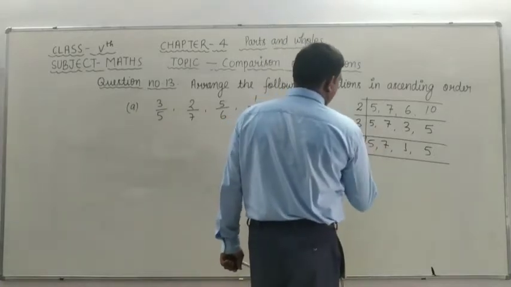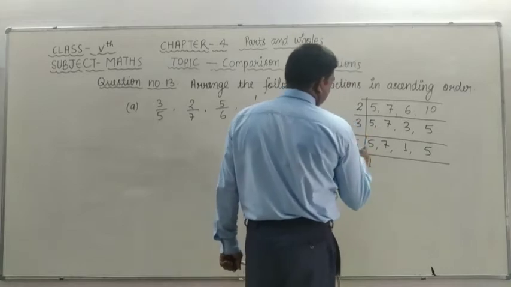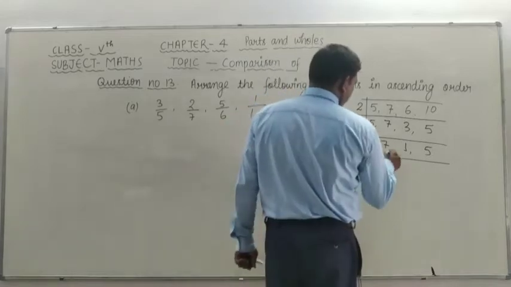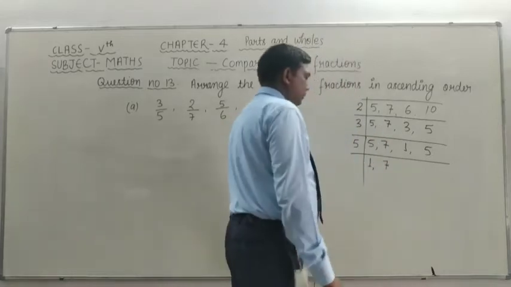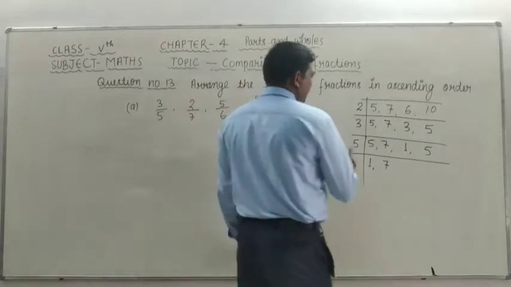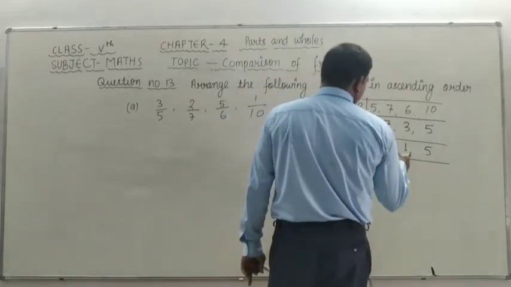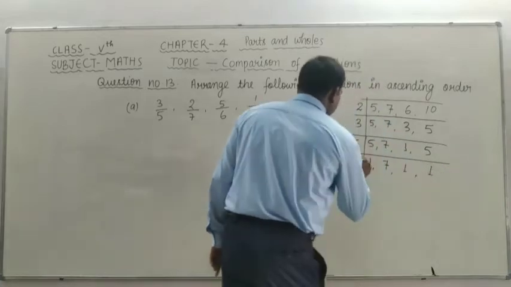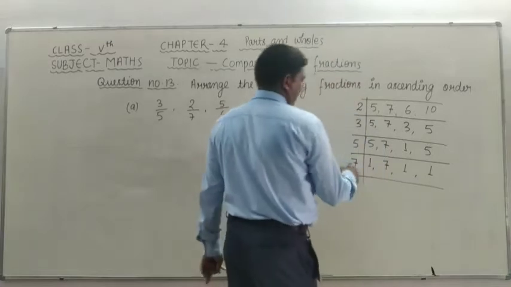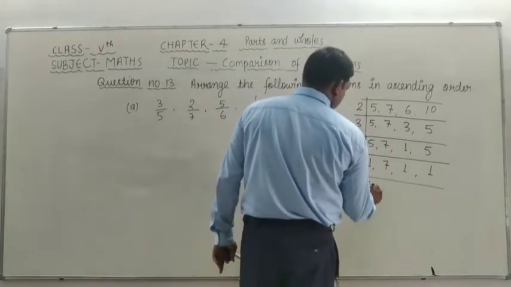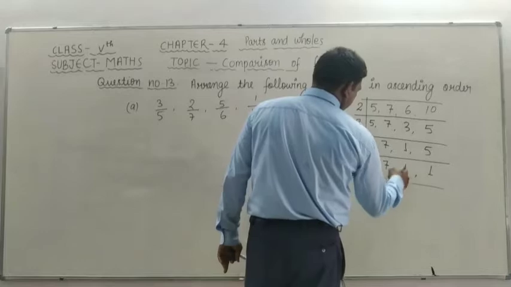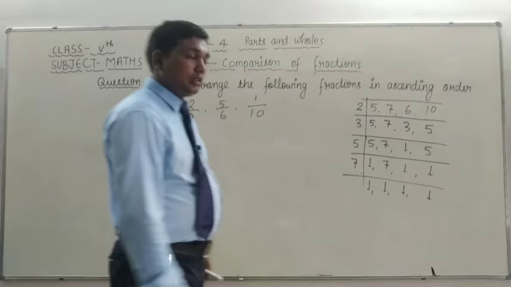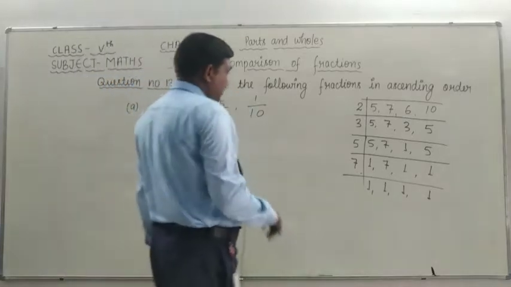Again we have to take 5. 5 is divisible by 5, therefore 5 1s are 5. 7 is not divisible by 5, therefore we take 7 as same, 1 as same, 5 1s are 5. Here we have to take 7, 1 as same, 7 1s are 7, this one we can write as same and 1.